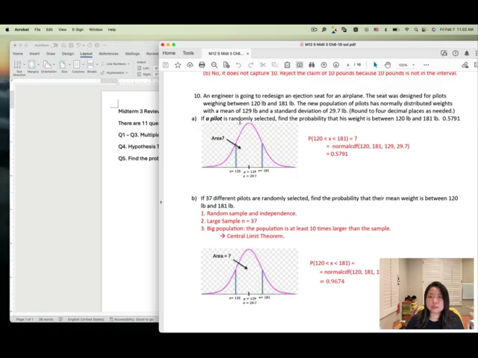Part A, if a pilot is randomly selected, they're talking about the sample size n equal to 1. Okay, so you could just use lower, upper, mean, and the standard deviation. For part B, they say 37 different pilots are randomly selected. This is talking about the sample size n equal to 37. So please verify the condition to see if you can apply the central limit theorem, and then find the standard error: standard deviation divided by the square root of the sample size. So that's the difference between part A and part B.